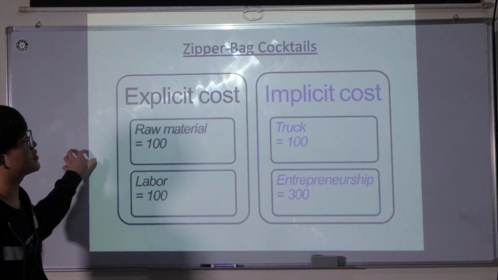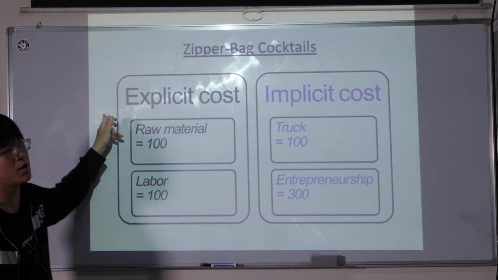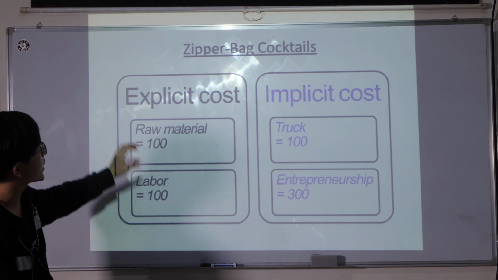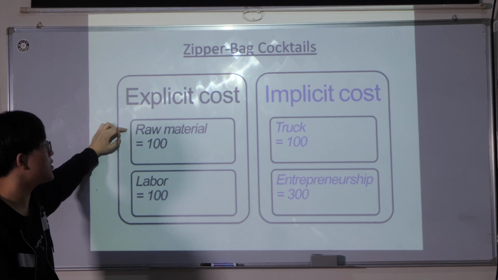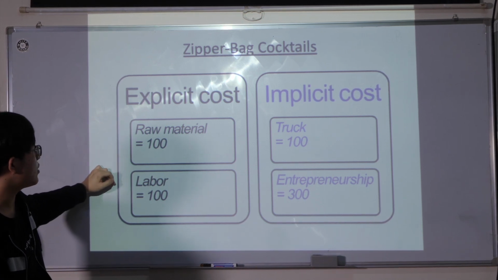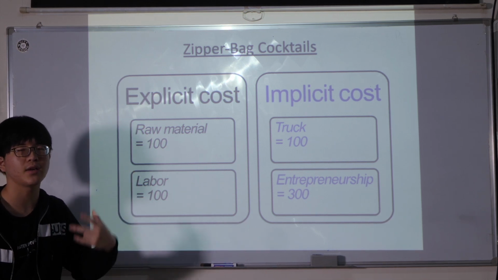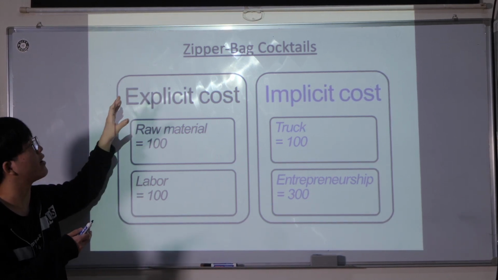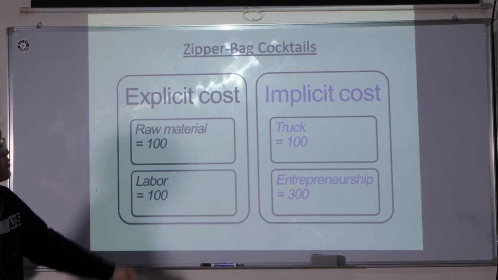So this is the cost that I need when I produce zipper bag cocktails. So first thing is the monetary cost, explicit cost, and we have implicit cost. Explicit cost is the cost that we usually know and we usually consider as a cost, which is raw materials and labor. So I need some people to make cocktails, and I need some raw materials or ingredients or some alcohols to make zipper bag cocktails, right? So it would cost $200, okay?